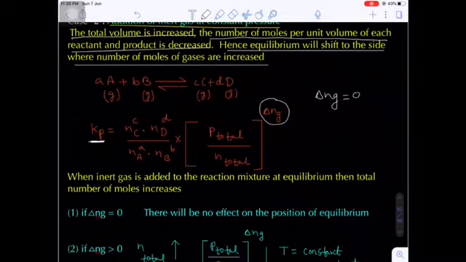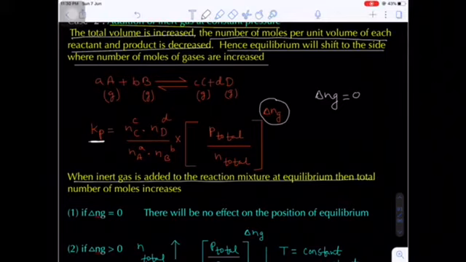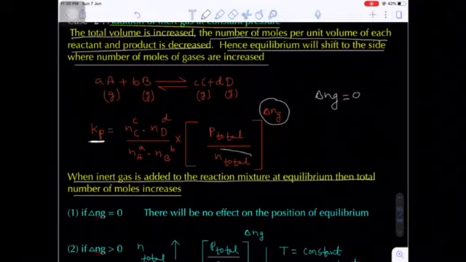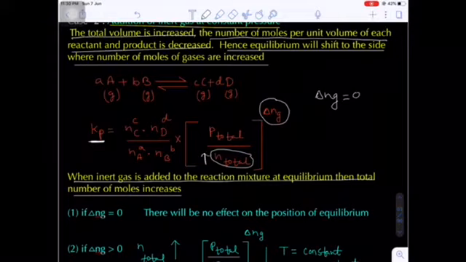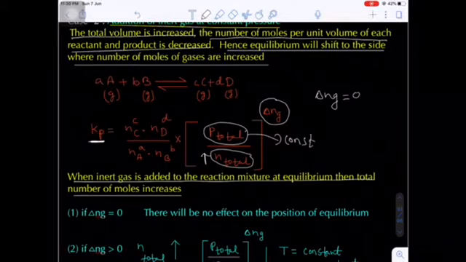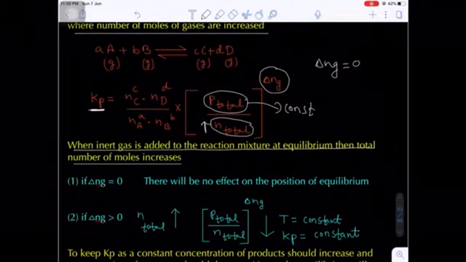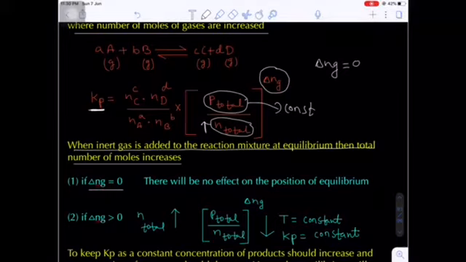becomes 0. Let's suppose when inert gas is added to the reaction mixture at equilibrium, then the total number of moles, what happens? Increases. That means this denominator value increases. Remember, this P total is constant because we are maintaining constant pressure. This is very important. Case 1, when the delta Ng value is 0, just now I told you there is no effect on the position of the equilibrium.